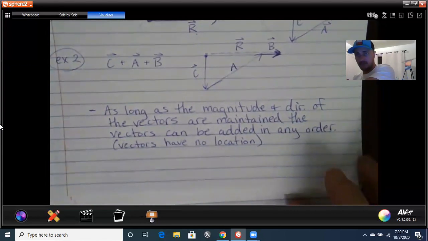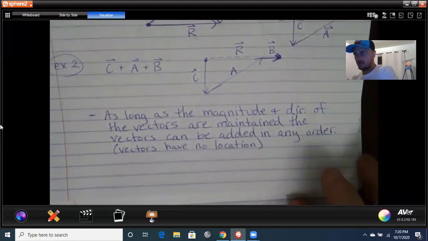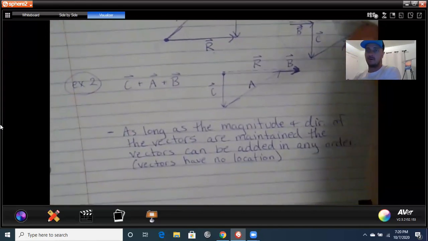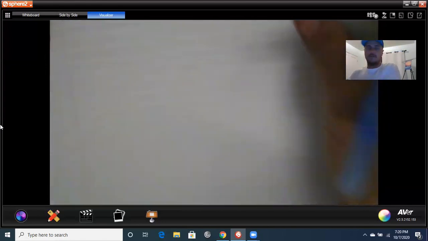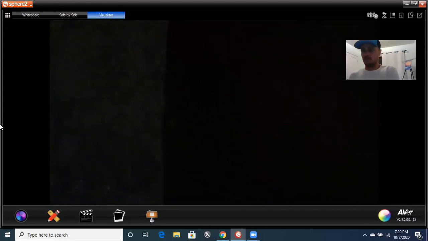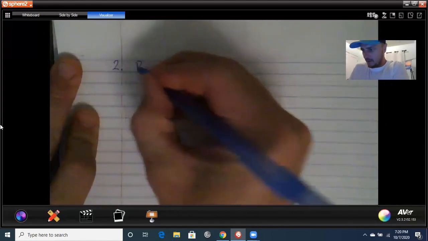There is a second visual vector addition method, and it is called parallelogram method. So we'll write that, that's our numbering system. Let's write number 2 on here. And we'll call this the parallelogram method.